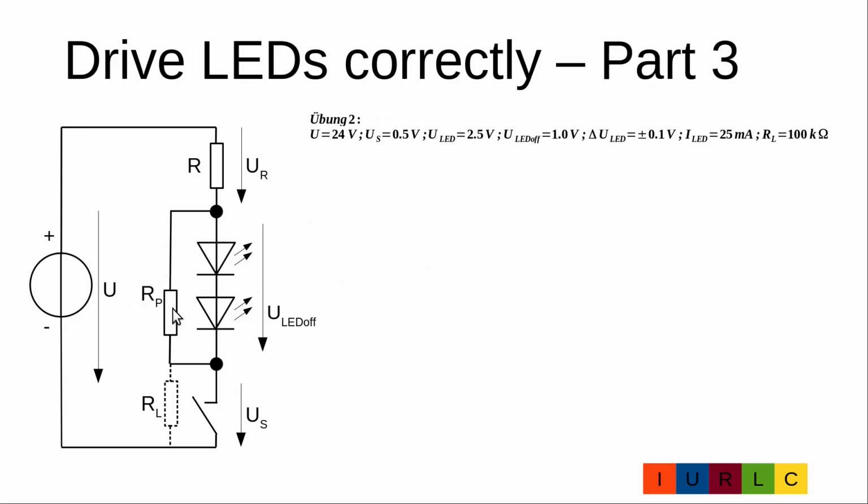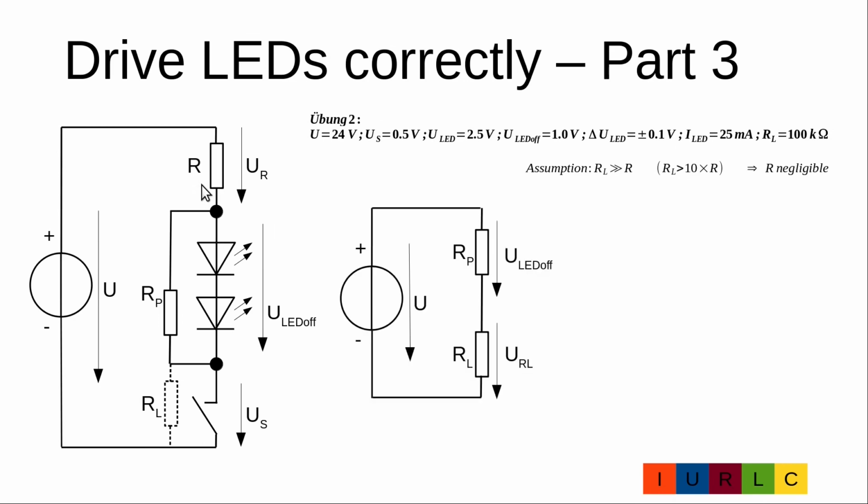First we calculate the resistance RP set with the open switching transistor and a leakage resistance of RL 100 kilo ohm. We get a ULED off voltage drop of 1 volt. With the assumption that the leakage resistance RL is much bigger than the resistance R, we can ignore R and simplify the circuit. We have a supply voltage U and a serial connection of RP and RL.